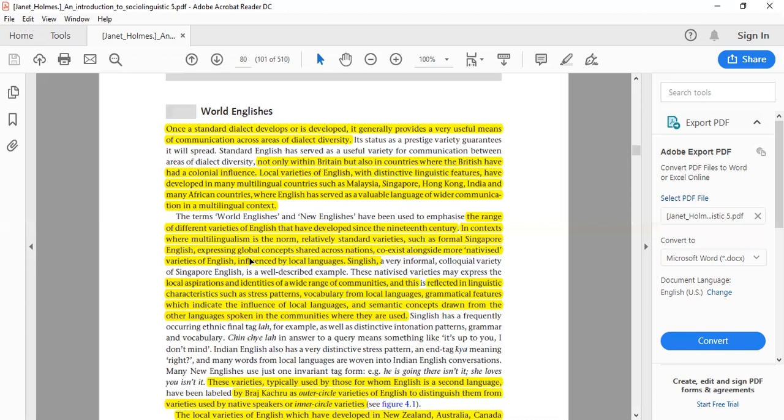And in the extended circle, English is just used for communication or for official purposes, or is used and learned at school or colleges for trade or for common communication, like China, Japan, and other countries, Russia, etc.